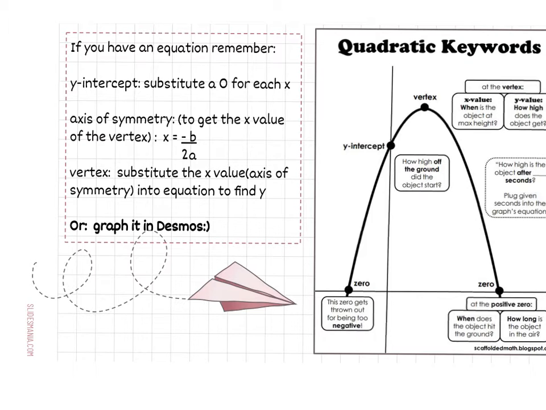That gets you the x value of the vertex, which you then can use to get the y value of the vertex. Okay, and like I said, there is a way to get the zeros, the x-intercepts, but we're going to talk about that a little bit later. But I think we can still do this interpretation right here.